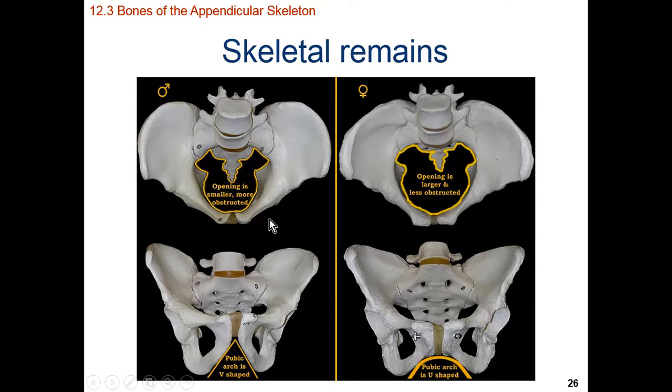Here's a pelvic girdle of a male. Notice how it has a narrow opening with a high pubic arch. In a female, the opening is much larger with a broader pubic arch. It's easier for a baby to pass through the pelvic girdle of a female compared to a male.